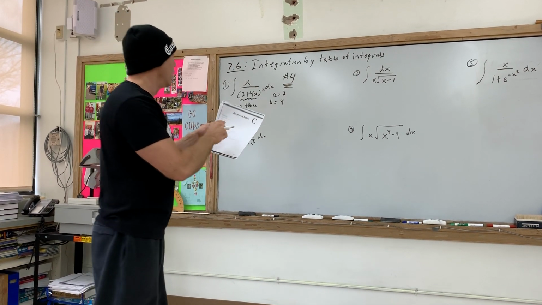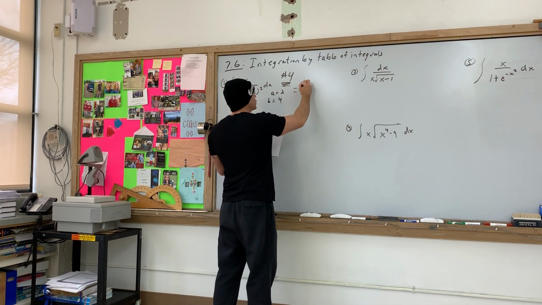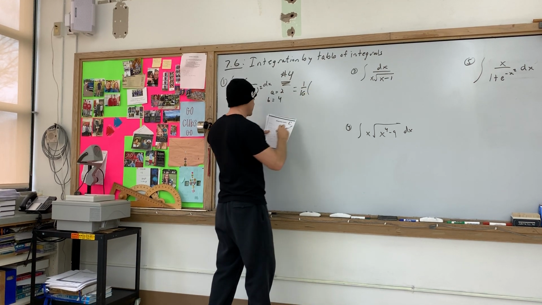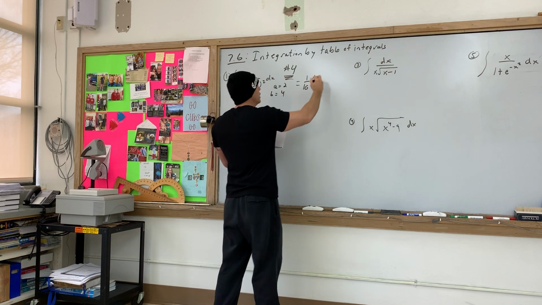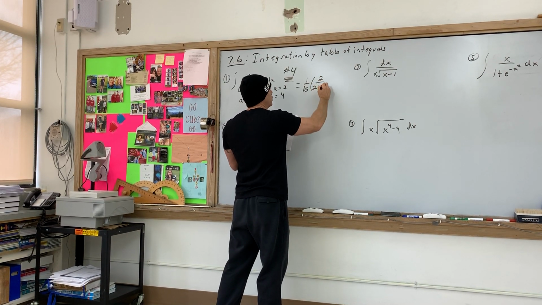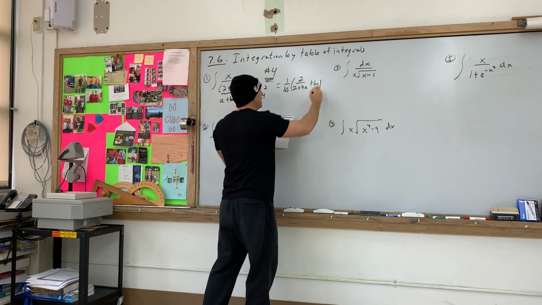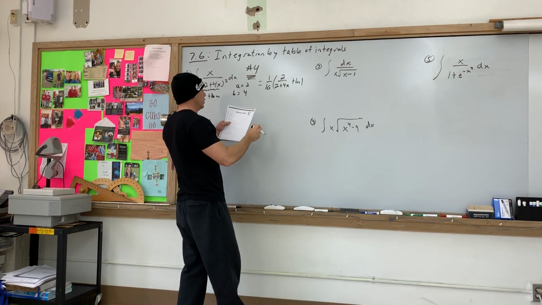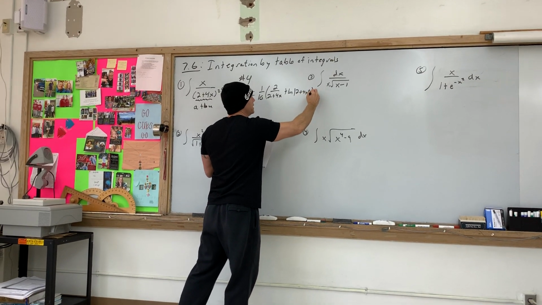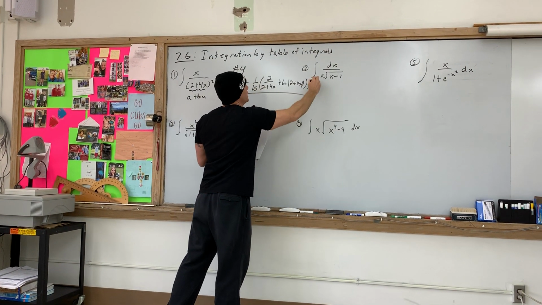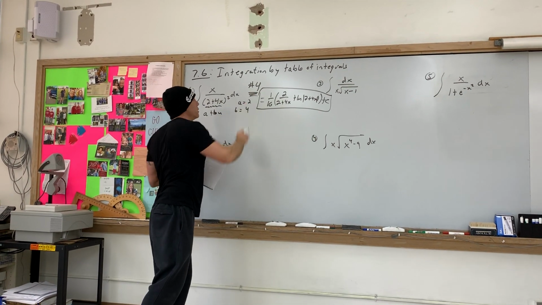So number 4 is 1 over b squared. So to answer this, you put 1 over 4 squared. So it's 1 over 16. And then it's a over a plus bu. So it's 2 over 2 plus 4x, and then it's plus ln of the absolute value of 2 plus 4x in the parenthesis plus c. So this is what the answer will be, but make sure you tell me that we use number 4.